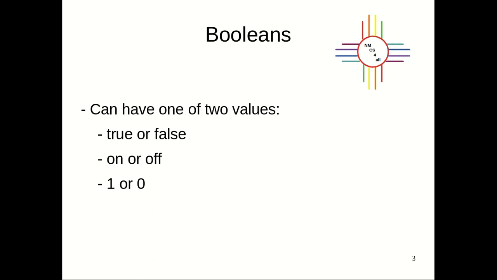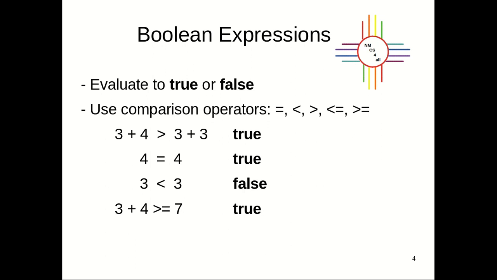Booleans are a very simple data type. They can have one of two values, usually true or false, but they can also represent on or off, as well as 1 or 0. Booleans can be used for Boolean expressions. These expressions evaluate to either true or false. We can use comparison operators, which check whether values are equal, one is less than the other, or one is greater than the other, and so on. Here are some examples for expressions using comparison operators and their results.